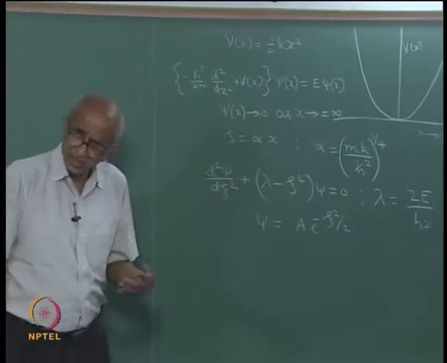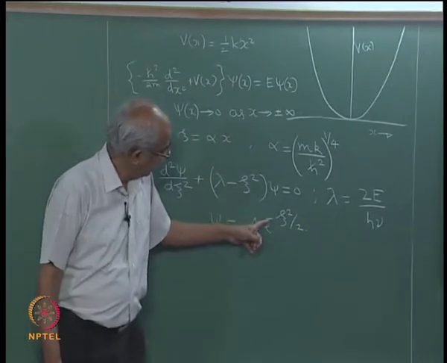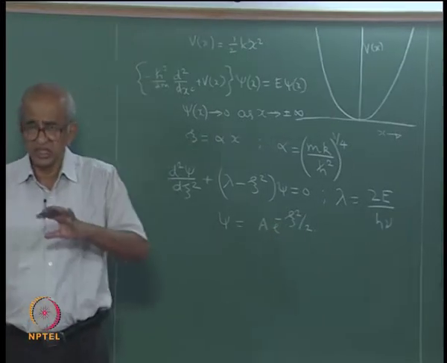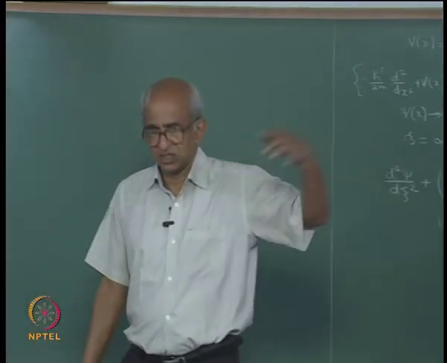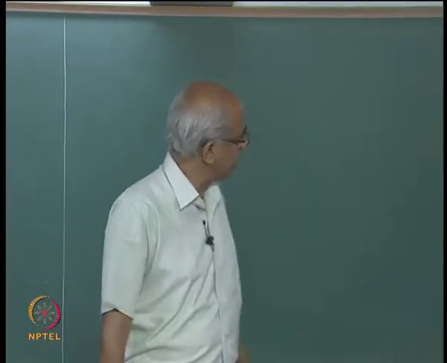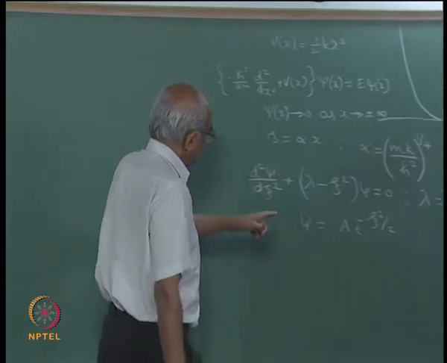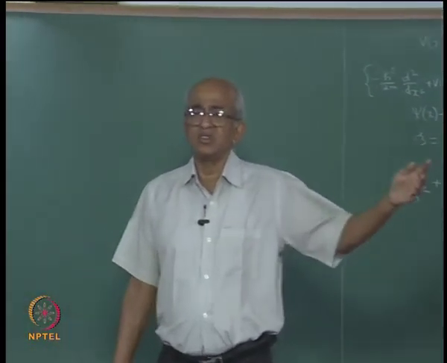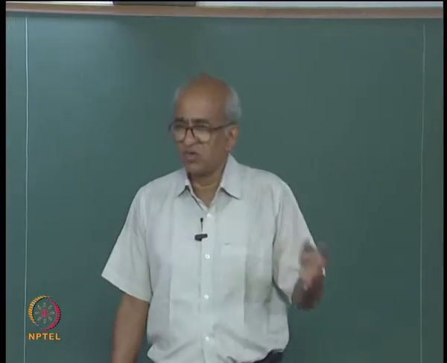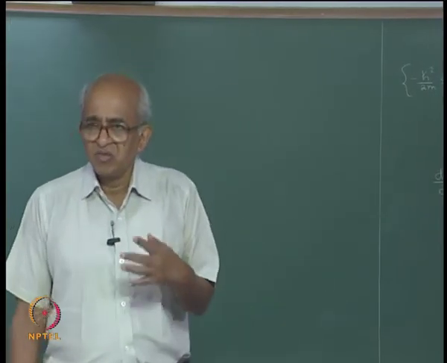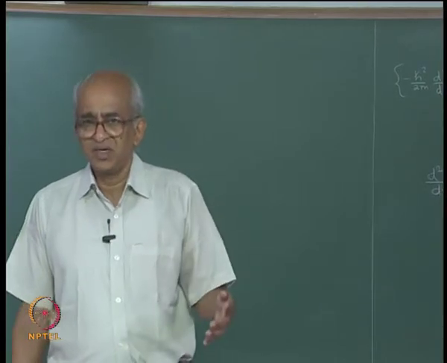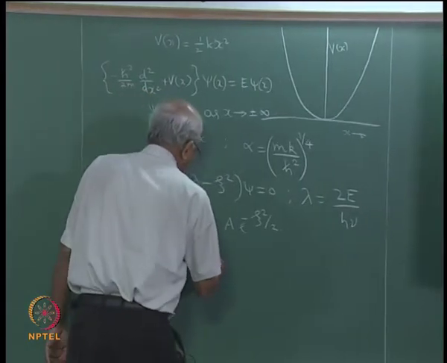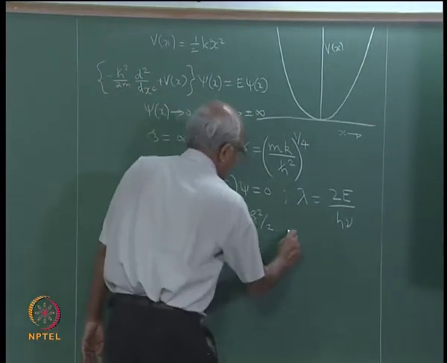It had also another asymptotic solution in which instead of the negative sign you would have had a plus sign, but that we did not want because that will go to infinity as c tends to infinity and it is not acceptable. But this is only an asymptotic solution, which means that this is valid only in the region where c is very large. It is not valid for small values of c, but we wanted a full solution which is valid everywhere.